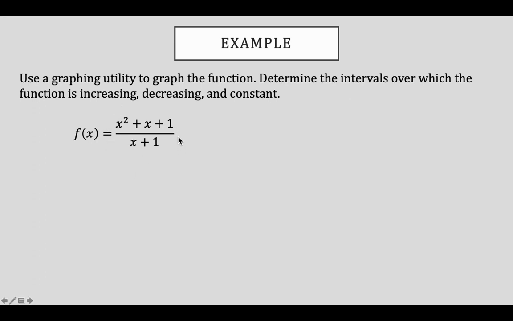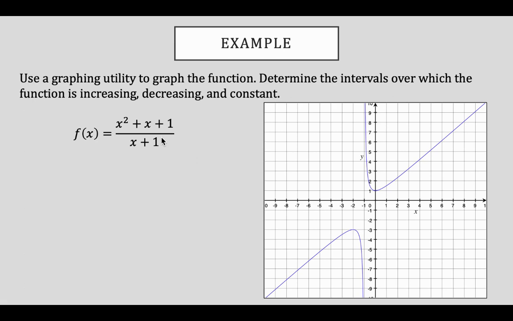Remember that when you're plugging these fractions into your calculator, it's really important that you include parentheses around the entire numerator and around the entire denominator. Doing so will result in a graph that looks like this. So we need to figure out where the function is increasing, decreasing, and constant. Again, increasing means that the graph is going up as we move from left to right. Well, where is it going up as we move from left to right? In this region right here, and in this region right here.